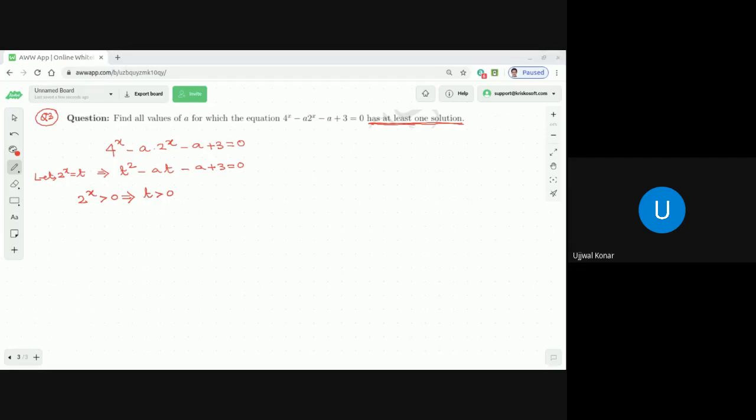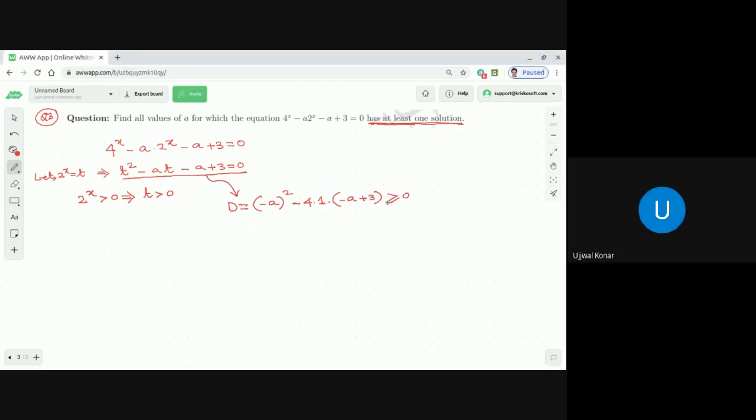Now, let's find the discriminant. What is the discriminant of this equation? Let's find it out. Discriminant D. I'm just explaining here, dear students. After that, I'll send you the detailed solution. Discriminant is b square minus 4ac. What is b? Minus a. So b square minus 4ac is minus 4 into 1 into c, that is minus a plus 3. Correct? So this implies the discriminant must be greater than or equal to 0.